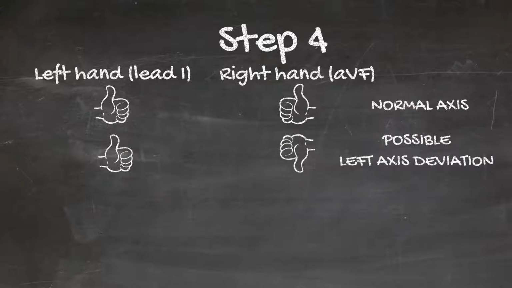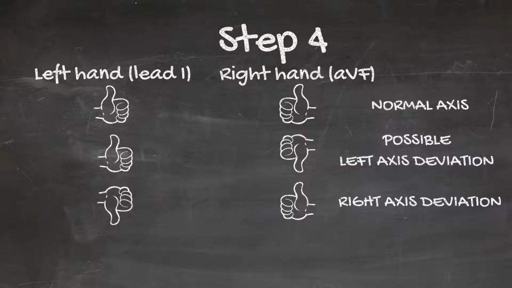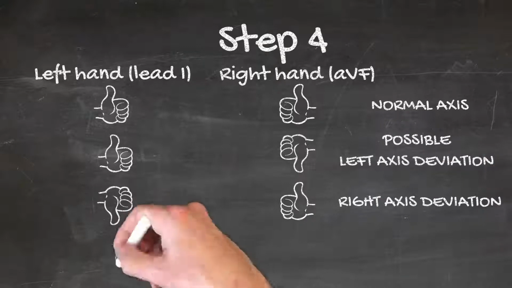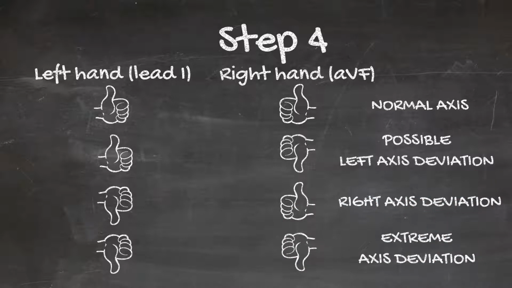There is a chance axis can be normal with just the left thumb up, and that is one of the disadvantages of this method. If we have just the right thumb up, we can confirm the presence of right axis deviation. And finally, if both thumbs are down, we have the rare case of extreme axis deviation.